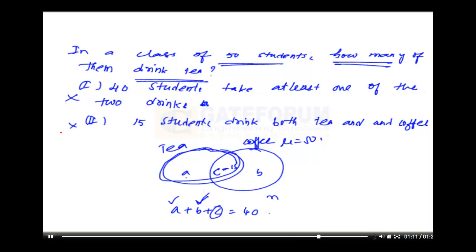Now let us combine them. If we combine both the statements also, there is no information about B, so we cannot answer this question by combining both the statements. So option D.